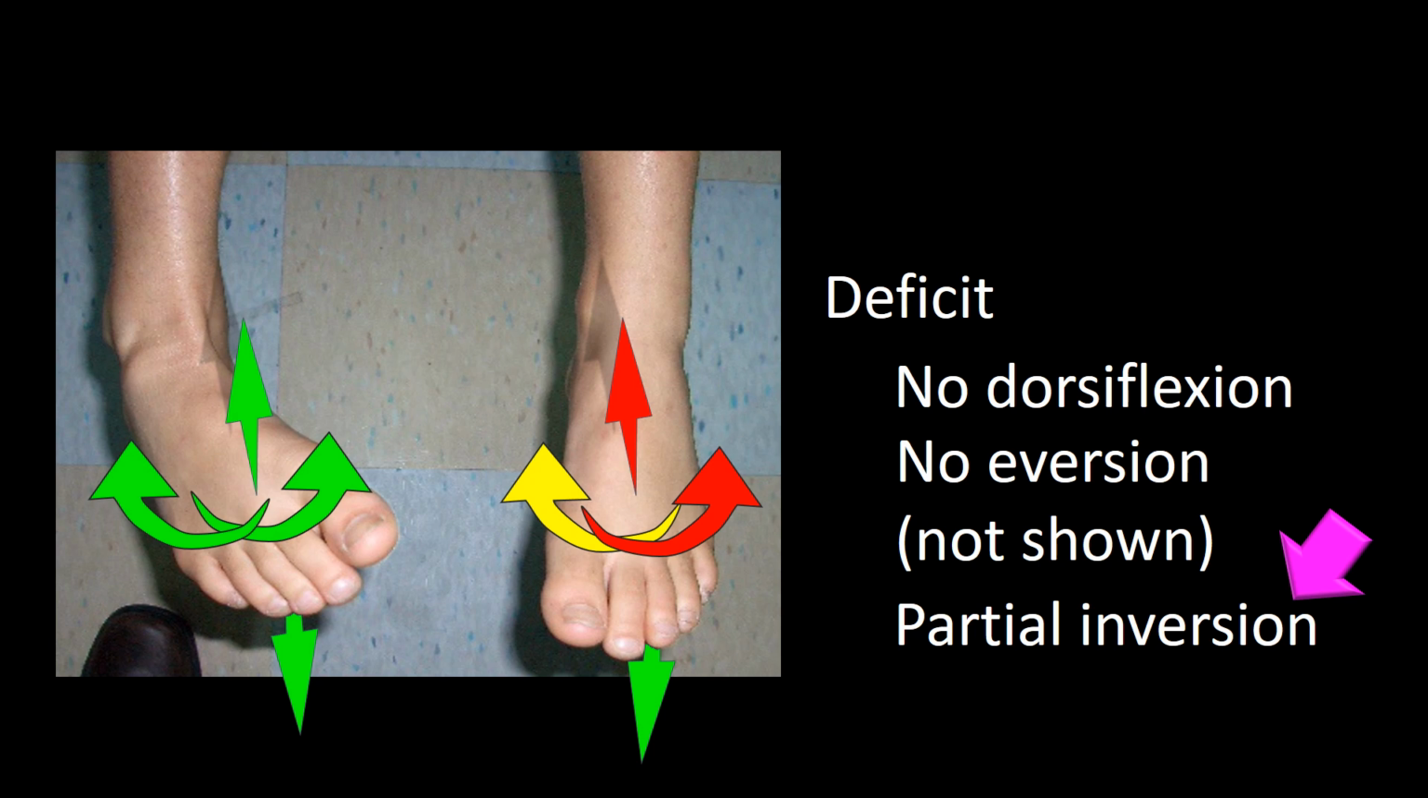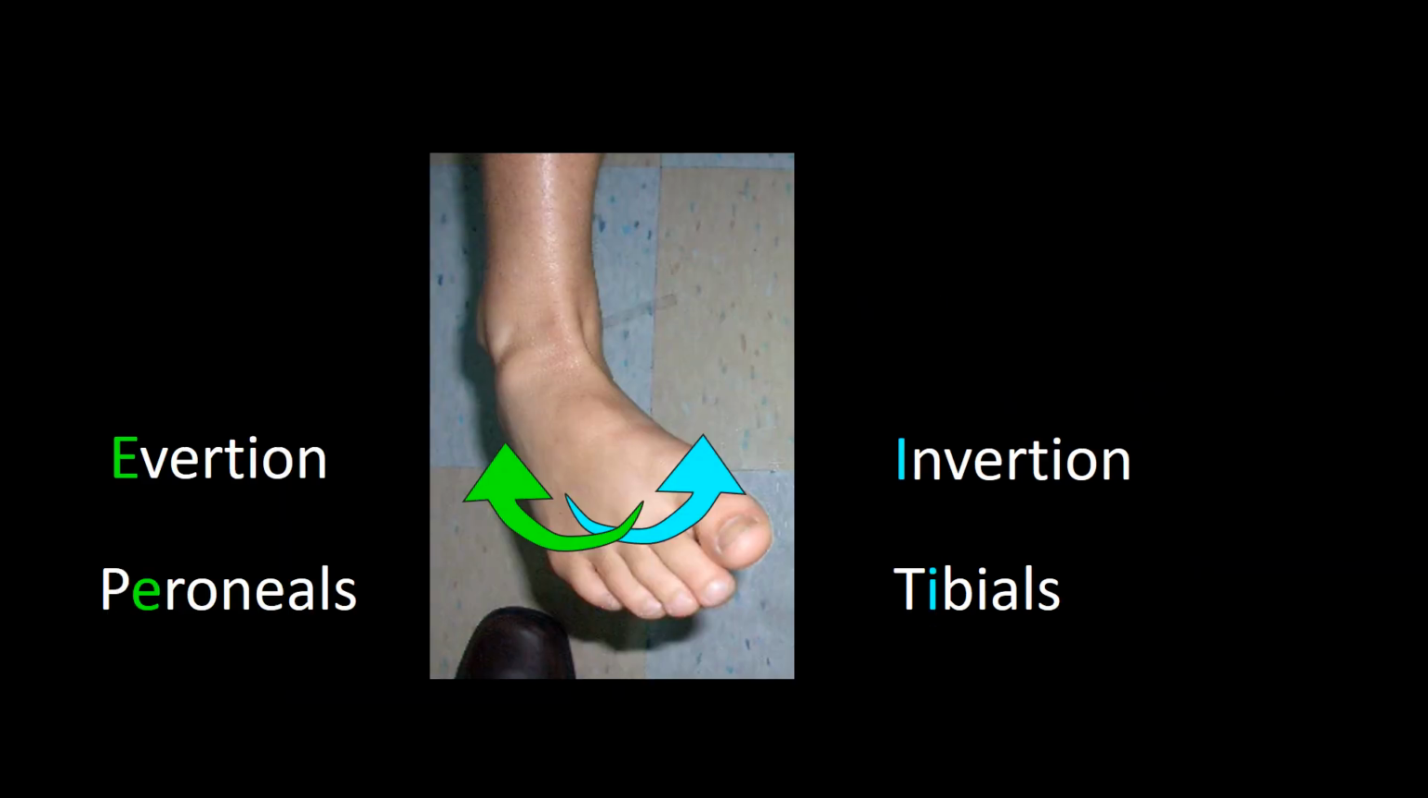I remember that the tibialis inverts the foot by remembering the I in tibialis to indicate inversion. So, by matching the first letter of the function of the muscle with the name of the muscle, if you remember one, you can figure out the other, as illustrated here.